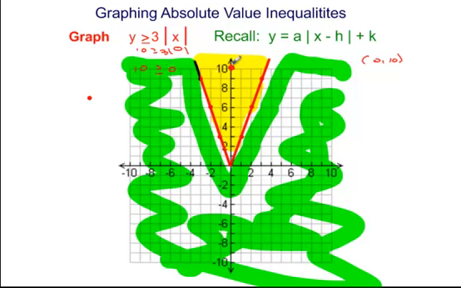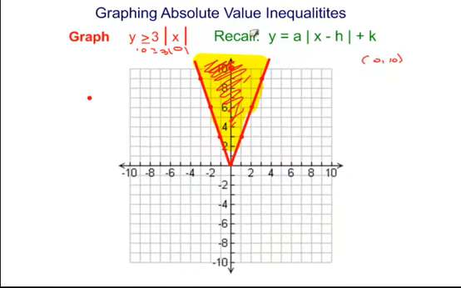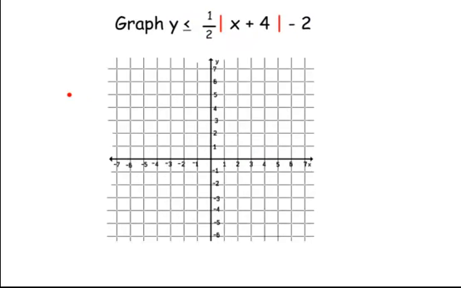So since this point that I picked was a solution, I got a true statement, this is my answer. The yellow region is my answer. So I could, if I wanted to, erase all of the green stuff. And I've got my answer. It's the shaded region right here.